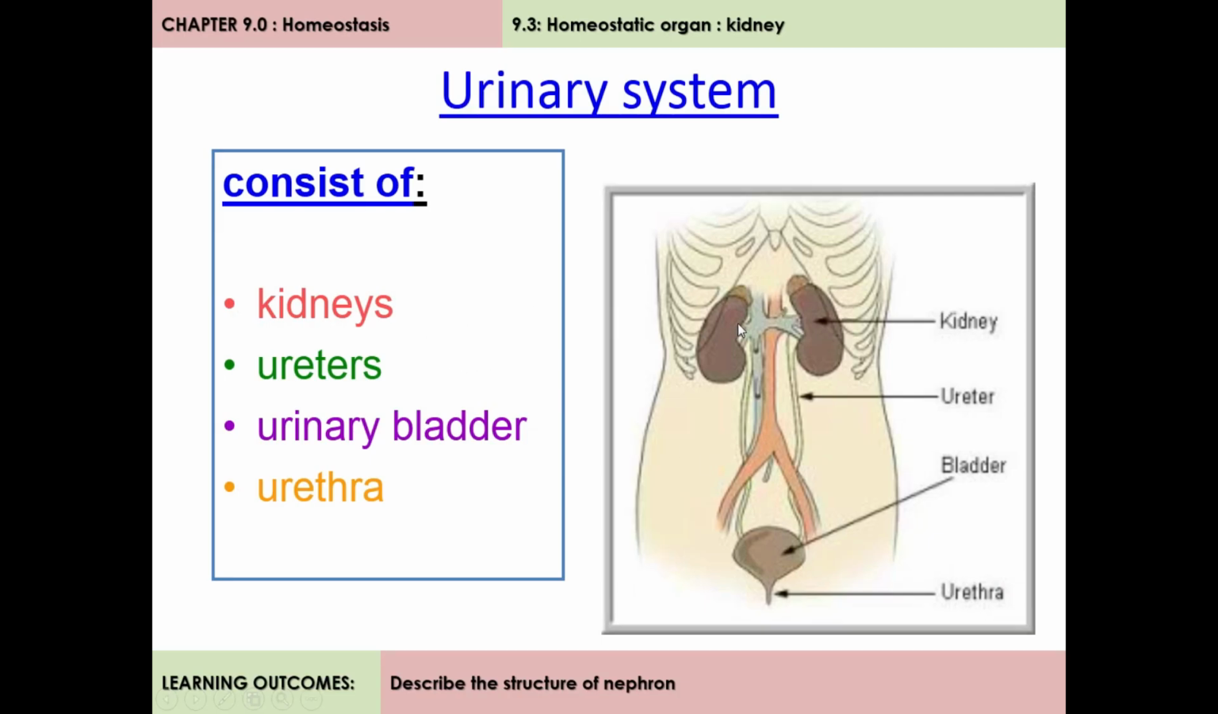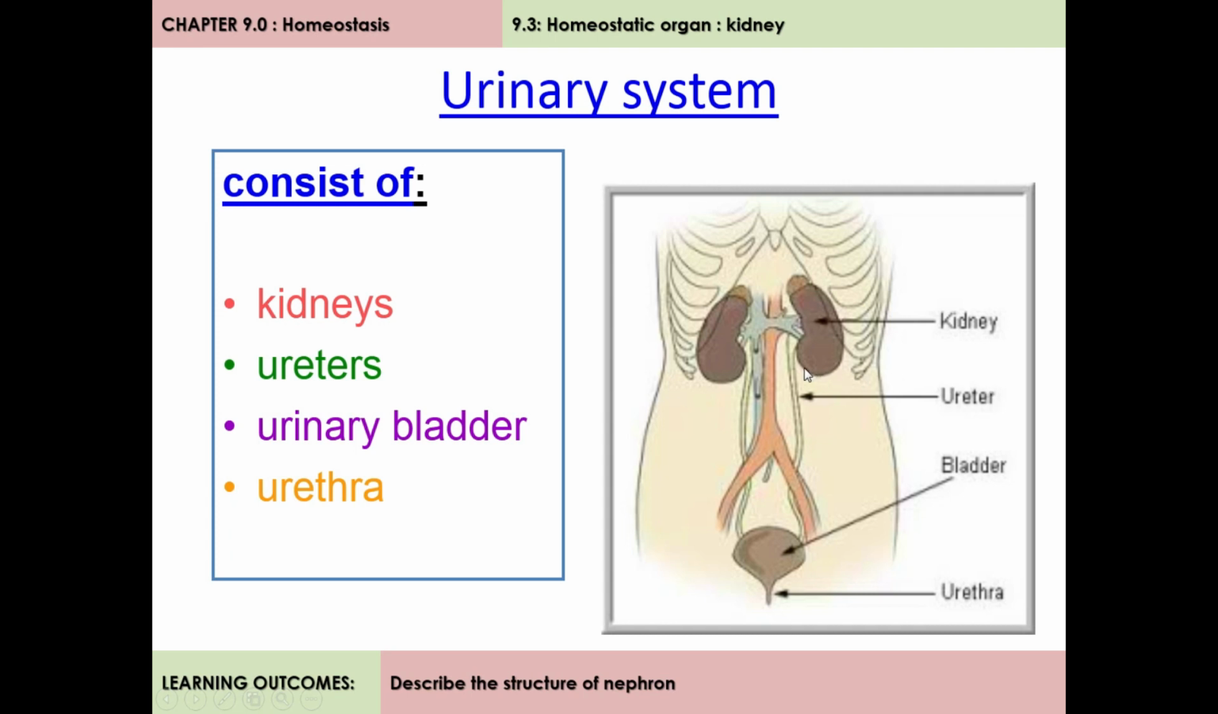Kidney: a pair of bean-shaped organs located in the regions of the lower back. The kidney is connected with the ureter. The function of the kidney is urine formation.